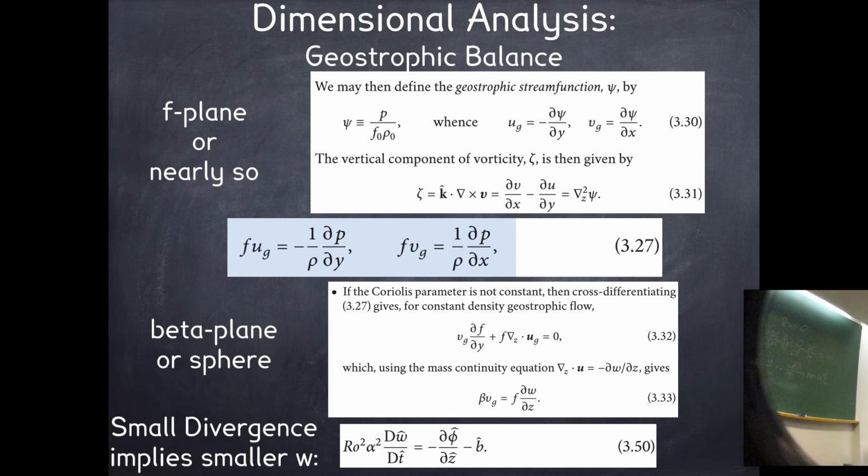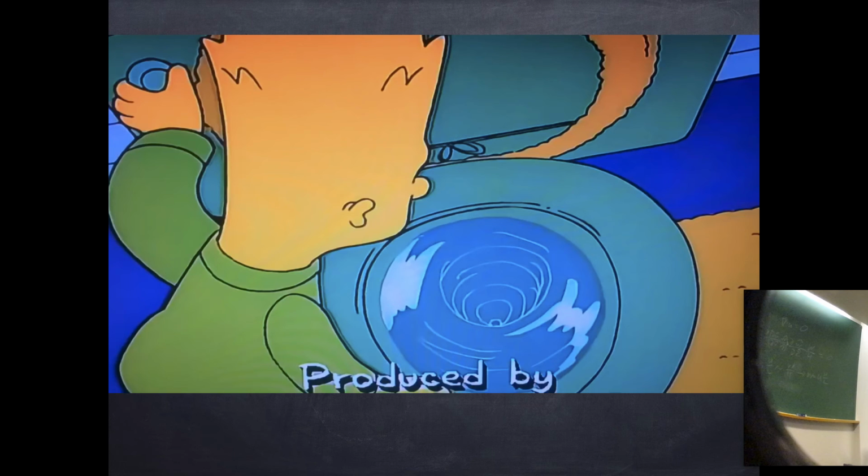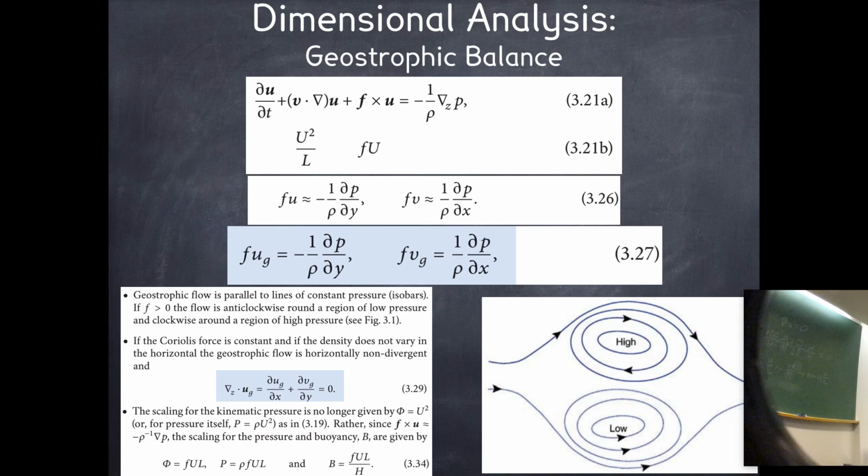It goes like the aspect ratio squared, which is what we did before, times the Rossby number squared. So when the Rossby number is small, W gets even smaller. How do we know it's Rossby number? Where did that come from? Go back through all these videos. Where's the Rossby number in scaling this top equation?